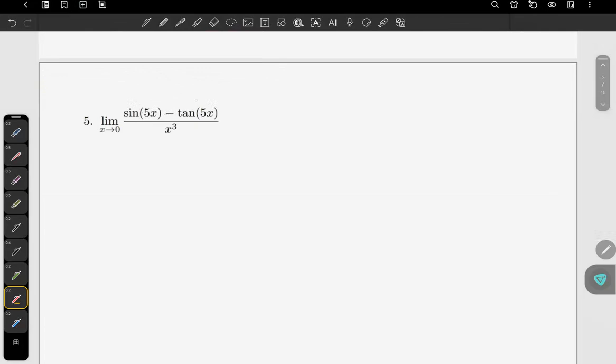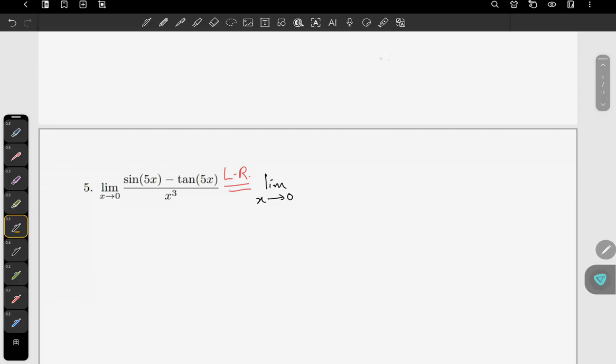So with direct substitution, sine 0 minus tan 0 is 0 over 0 cubed. So we can go ahead and use L'Hopital's rule. So this is equal to the limit as x goes to 0 of, so the differentiation of sine 5x.